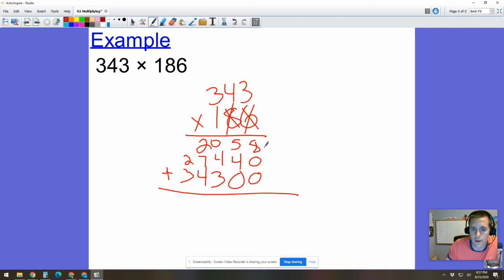Here we go. 1's column, 8 plus 0 is 8. 10's column, 5 plus 4 is 9, plus 0 is 9. Hundreds column, 0 plus 4 is 4, plus another 3 gives us 7. Into the thousandths place, 2 plus 7 is 9, and 9 plus 4 is 13. I'm going to write the 3 and carry the 1. Final column, 1 plus 2 is 3, and 3 plus 3 is 6.